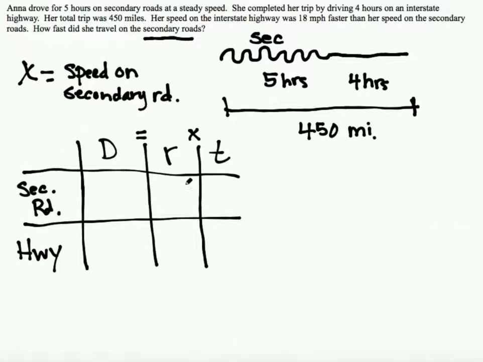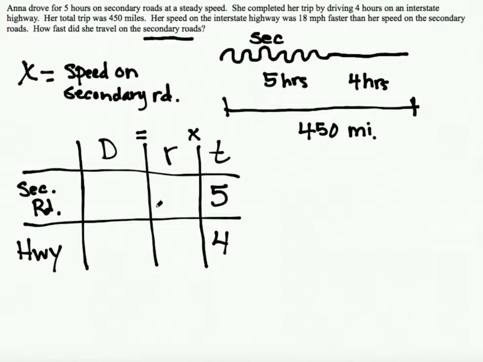Just like before, we can fill in the rate column and the time column. Okay, so the time one is what's easy in this problem. I know that she was on the secondary road for 5 hours. She was on the highway for 4 hours. All right, the question is, how fast did she travel on these roads?